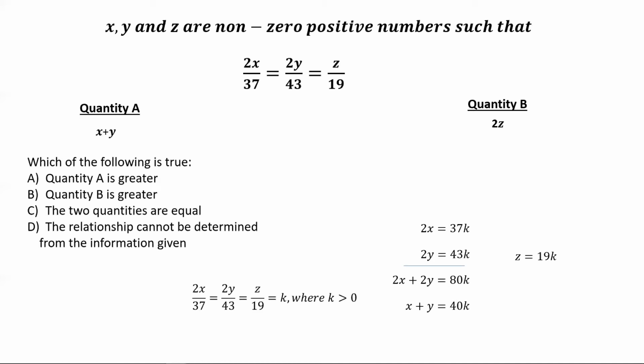Now the quantity B is 2z. So 2z, z is 19k, so 2z will be 38k. So since k is greater than 0, obviously 40k is going to be greater than 38k. So that means that x plus y will be greater than 2z, and your correct choice will be option A.